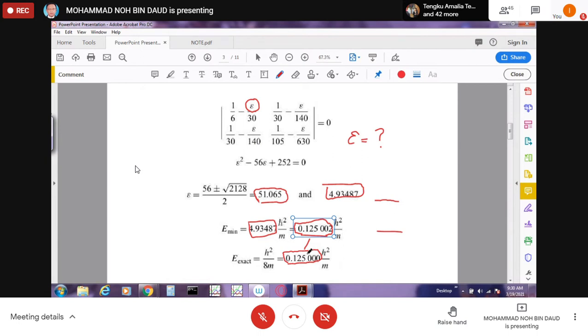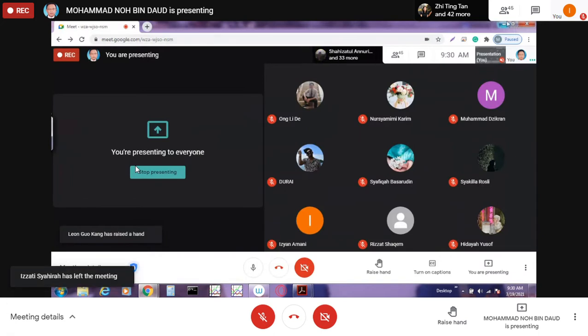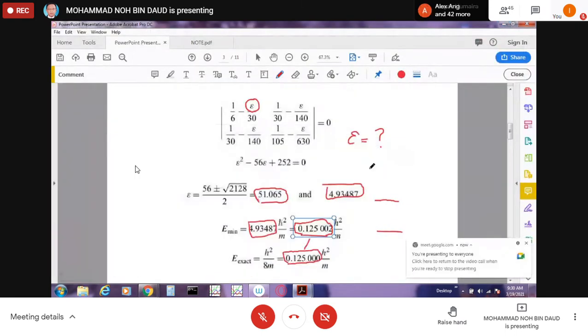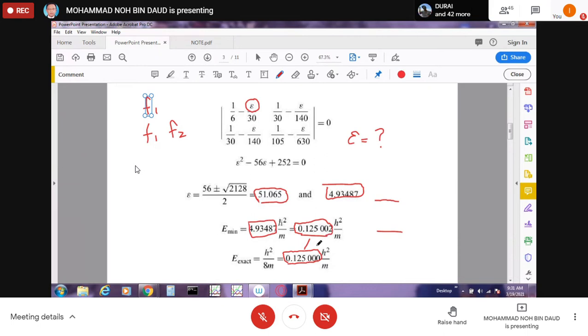So what we can conclude here, when we increase this number of basis functions from 1 to 2 basis functions, we successfully lower this energy significantly to this 0.125002, close to this exact energy. Close to the exact energy.